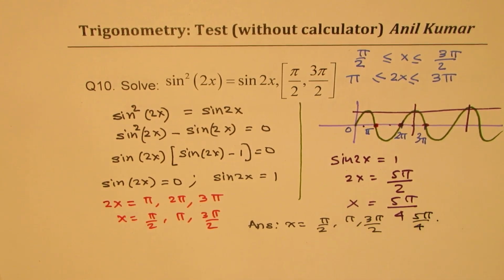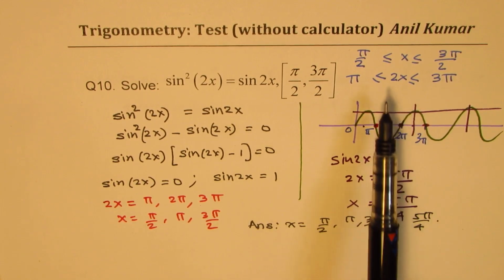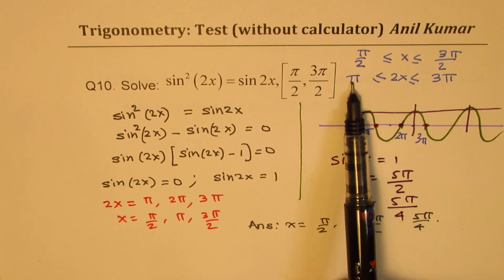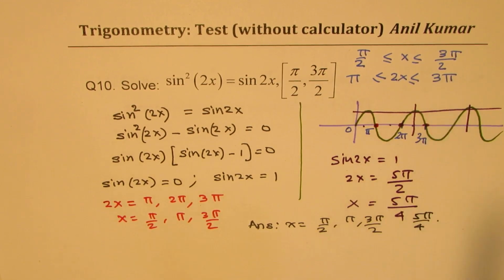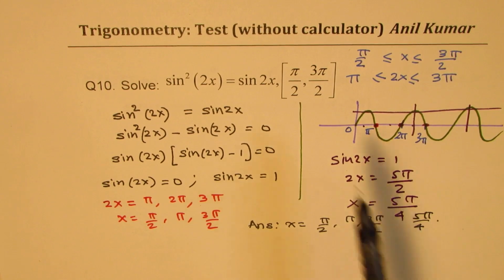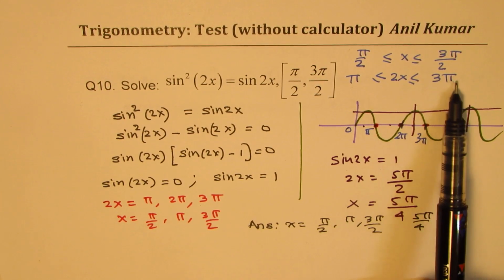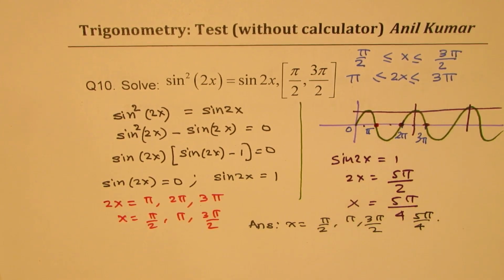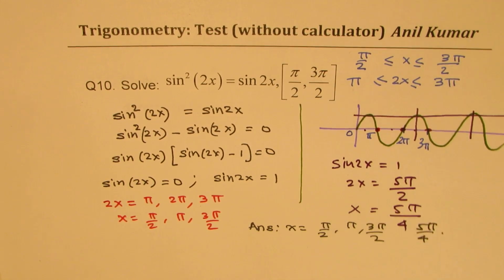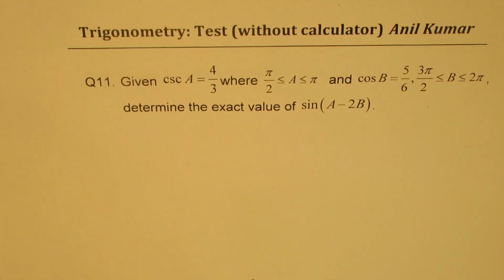Correct? So I hope this sketch here helps you to identify these solutions and also see that 2x should be between pi and 3 pi, whatever the angle is, right? So that is how you should actually try to find the answer. I would like you to pause the video, copy this question, and then look into my suggestions.